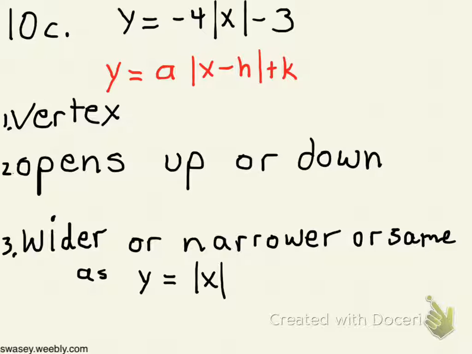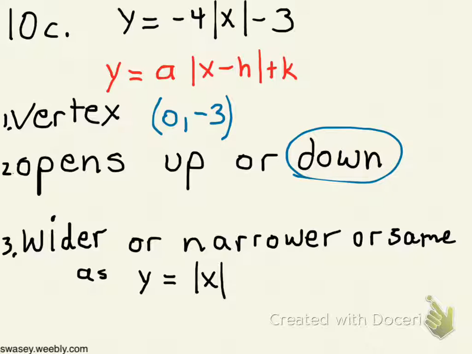Part C, we have y equals -4 times the absolute value of x, and then out to the side -3. The vertex, the h, is 0, k is -3. We don't see another number inside of the absolute value, so the h is 0. This one, the a, is negative, so it's going to open down. And because the absolute value of a is greater than 1, it is going to be narrower than y equals absolute value of x.